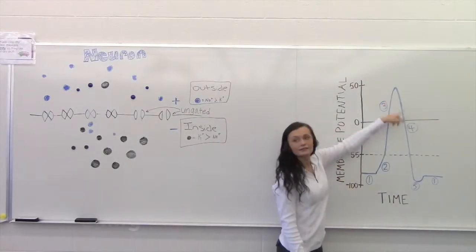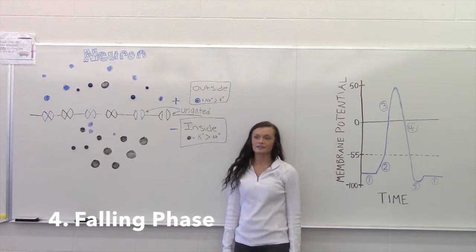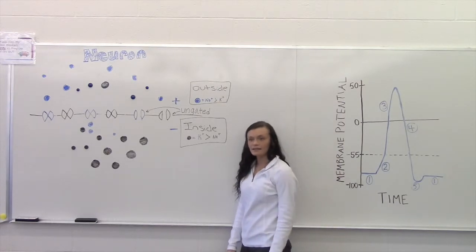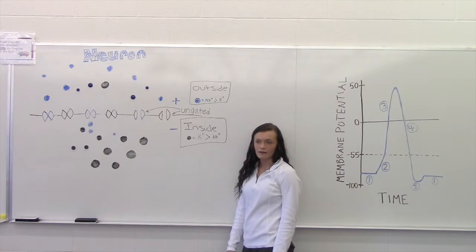Stage 4 is the falling phase. Sodium-gated ion channels become inactivated and potassium-gated ion channels open, allowing K+ ions to rush out of the neuron. This results in repolarization of the neuron.